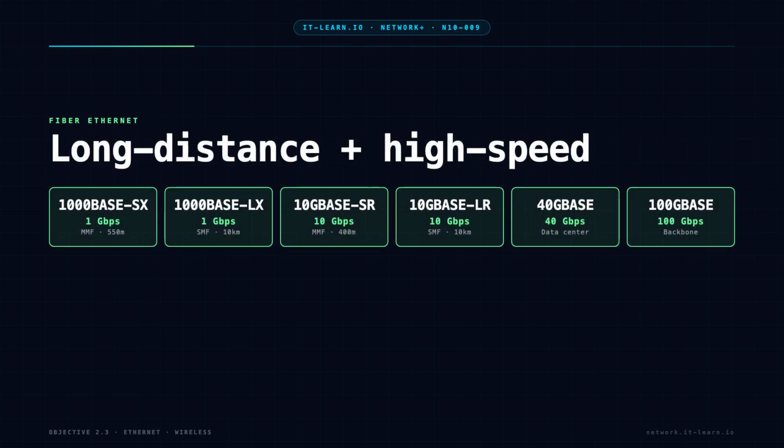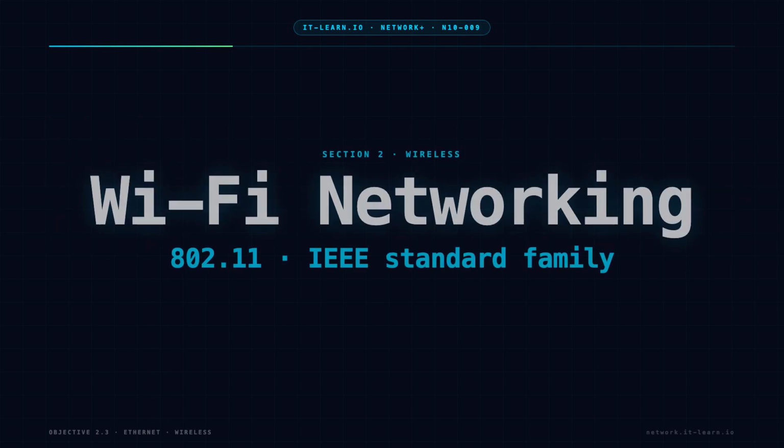For fiber optic Ethernet, 1000BASE-SX uses multimode fiber with a maximum distance of 550 meters. 1000BASE-LX uses single mode fiber with distances up to 5 kilometers. 10GBASE-SR uses multimode fiber up to 400 meters. 10GBASE-LR uses single mode fiber up to 10 kilometers. 40GBASE-SR4 and 100GBASE-SR10 are high-speed multimode fiber standards used in data centers.